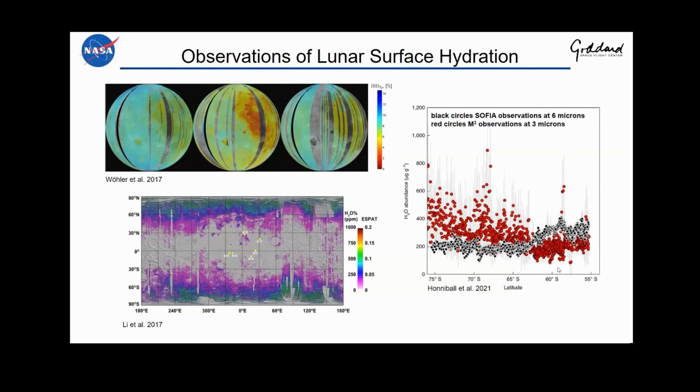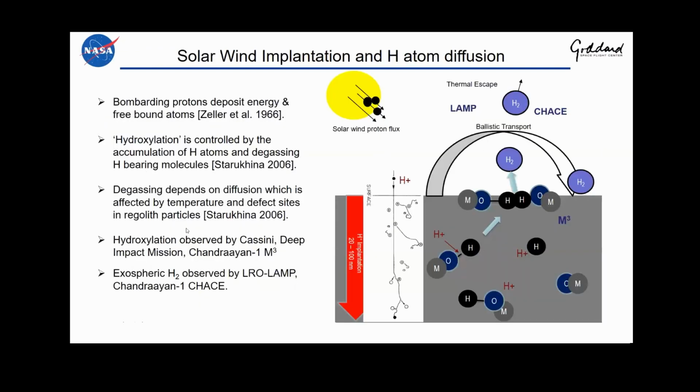Also, in a work by Li et al. 2017, they took averages over the surface, demonstrating that there's also a buildup in content at high latitudes. And some more recent work by Casey Honniball, shown here, used the SOFIA telescope, which looked at the 6-micron absorption feature, which can distinguish between water and hydroxyl, showing the profiles of water compared to the M-cubed hydroxyl. So there's been a lot of evidence of implantation leading to the formation of hydroxyls throughout the lunar environment over the years.